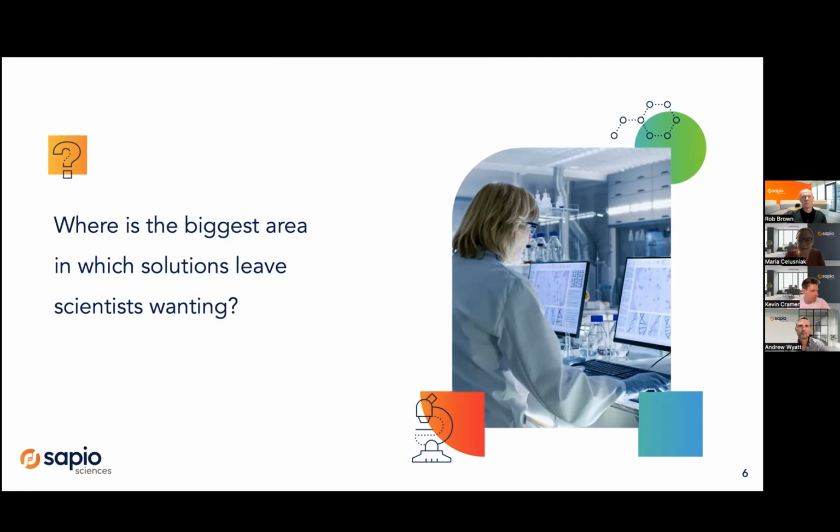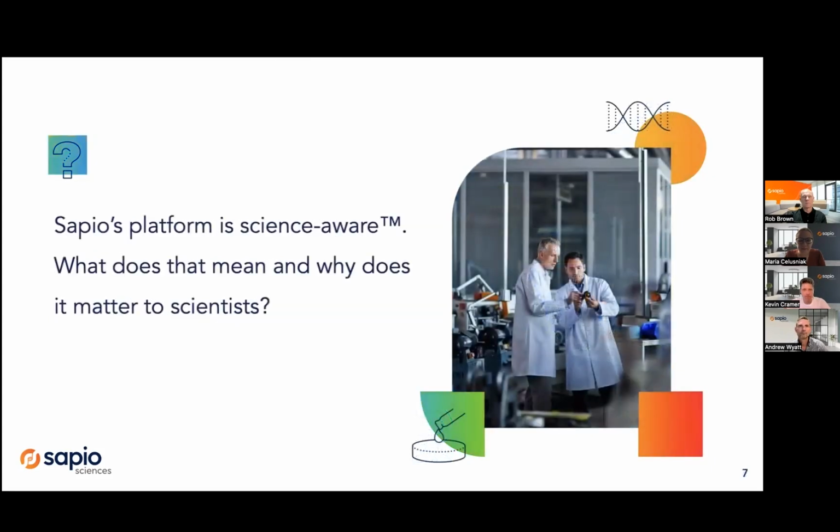Thanks for your insights. A lot of relevant info for today's scientists. So now I'd like to take a closer look at Sapio specifically. So Sapio's platform is science aware. What does that mean, and why should it matter to today's scientists?